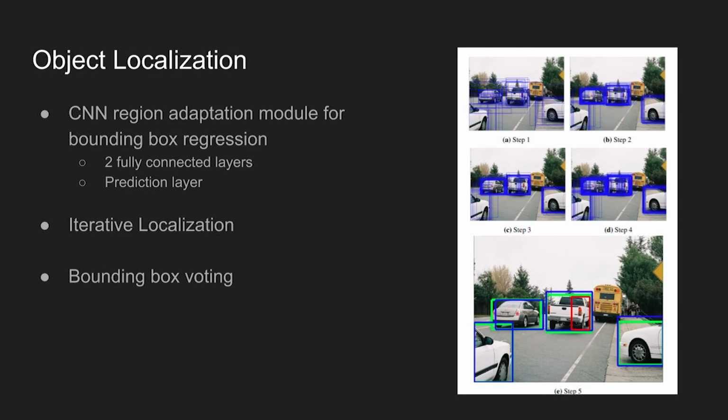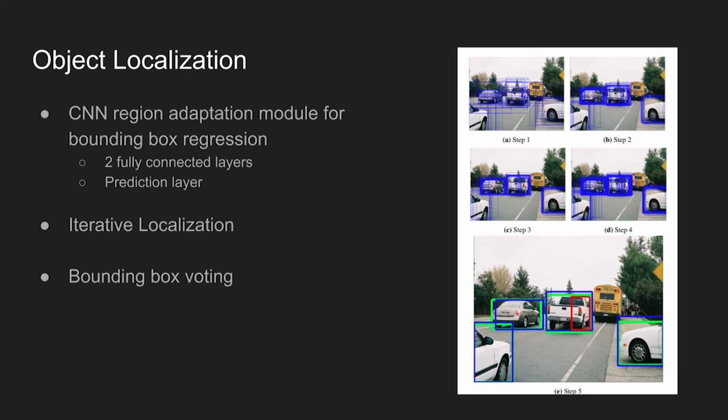In order to make well-localized candidate boxes with high confidence, the authors propose three main components. These are the CNN region adaptation module for bounding box regression, iterative localization, and bounding box voting. The new CNN region adaptation module for bounding box regression is composed of 2 fully connected layers and 1 prediction layer. And this works on top of the activation maps produced by the multi-region CNN model.